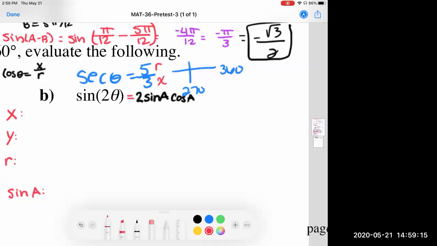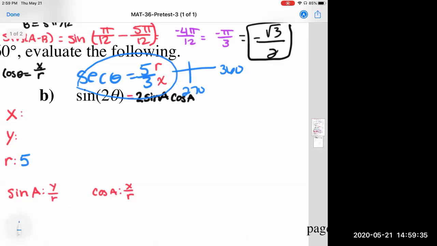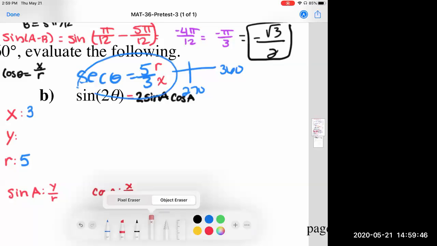Sine of a is made up of y over r, and cosine of a is made up of x over r. And from our given information, we have that r is 5 and x is 3. We're left to find that y. Okay, to find that y, I just have to go ahead and do Pythagorean theorem.